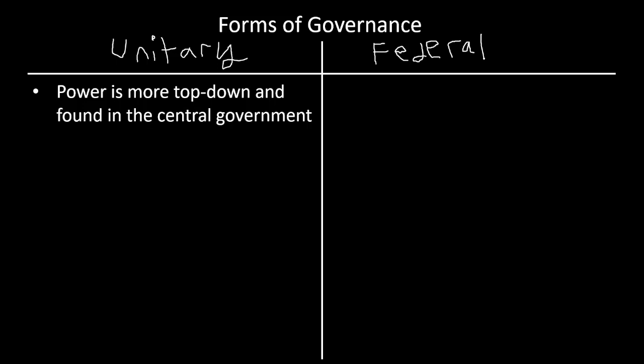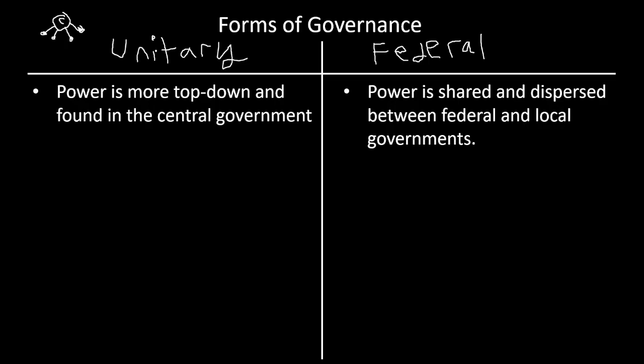So a unitary state is where power is more top-down and found in the central government more. So if I actually could draw this, we have our central government, and then we have our local governments right here. So there's not much power given to these local governments. Power is focused in the central government. Very, very cool. Then we have our federal states, which is kind of the opposite. Power is shared and dispersed between federal and local governments. So we can draw our federal government here. We can also draw our local governments and see that they have a lot more power than in a unitary state.